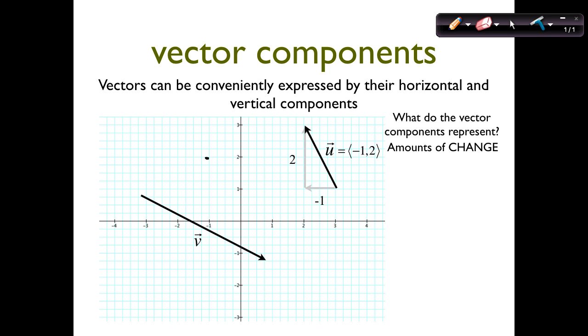Okay, so what about v? What are the components of v? Well, I gave you the first one. And then what about the vertical component? Negative 2. So we could write that as 4, negative 2. Again, 4, negative 2, they're not coordinates. They're not relative to location, but amount of variation from the tail to the tip.